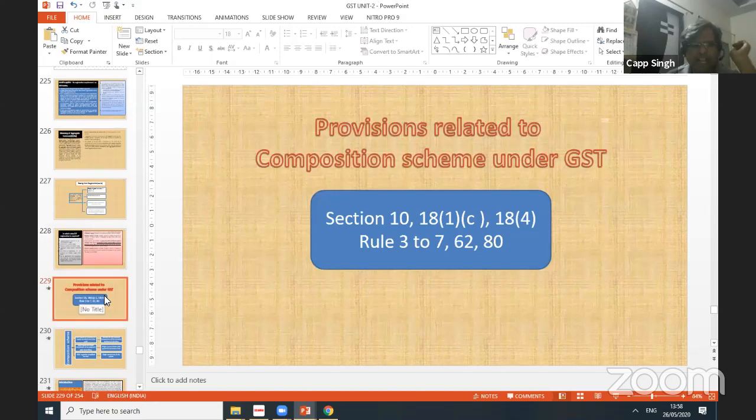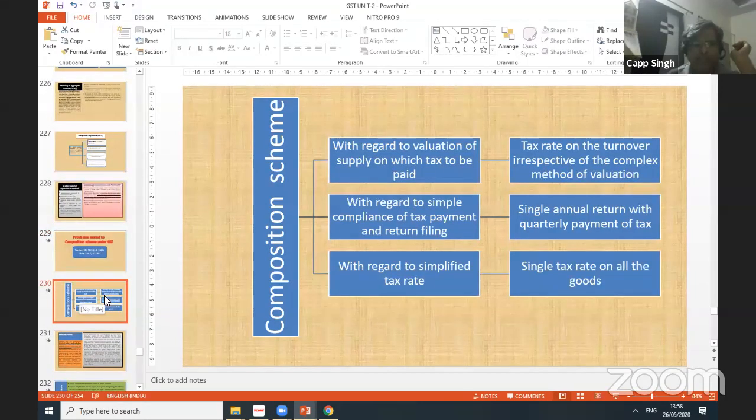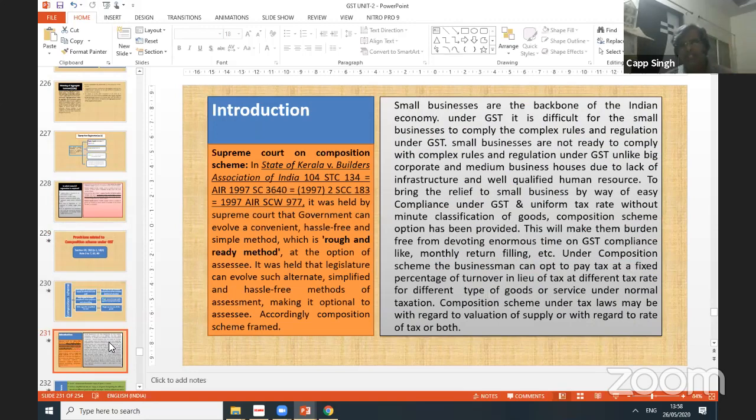Then the last point is the composition scheme. As we know, for a small taxpayer there must be easy systems, because in GST there is a complex valuation system, and the complex mechanism of place of supply rules and time of supply, everything is so complex. So for a small taxpayer or small business, there must be an easy system so that they can easily comply with the provisions of GST law.